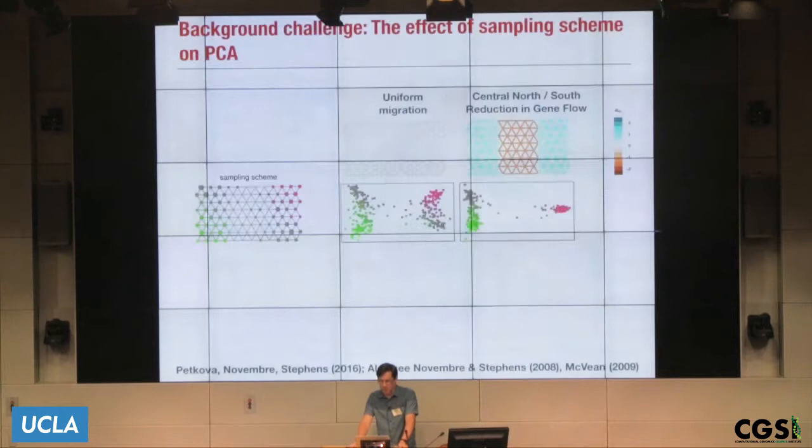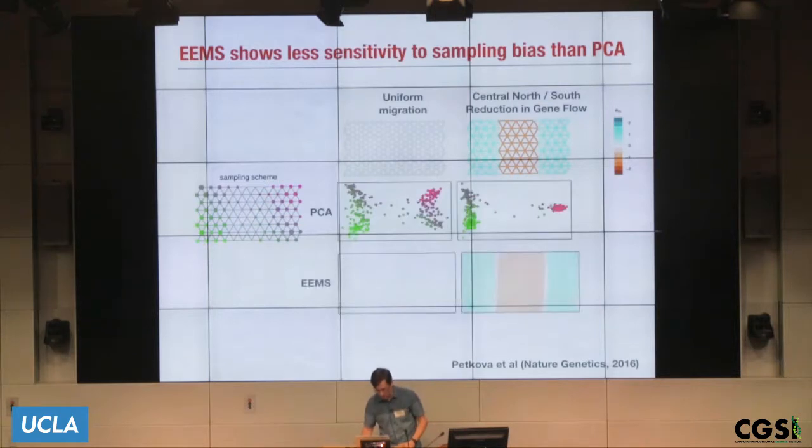I'll show you an example of that shortly. Okay, so let's return to this issue of sampling scheme and how PCA shows these clusters. A nice thing is that here we are including the sampling locations in our analysis, so the model can inherently correct for the fact that you don't have complete sampling. So when we run EEMS on these two scenarios, we get a north-south reduction in gene flow for the north-south case. When we run it on the flat map uniform migration case, we get a flat map showing no features.